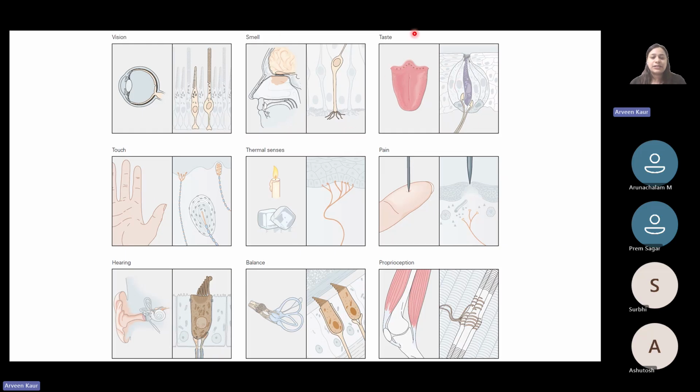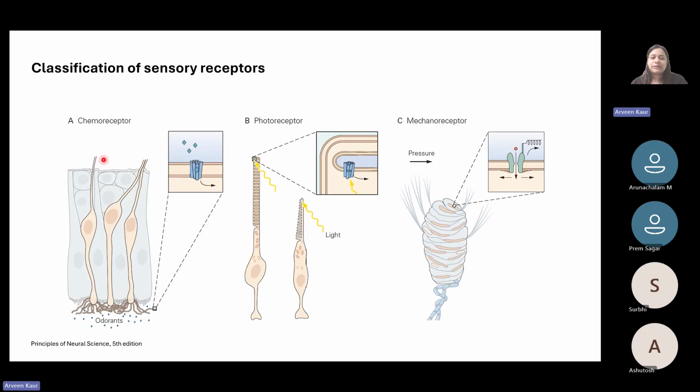Taste is just governed by this kind of a receptor. Similarly, touch, thermal senses, pain, hearing, balance, and proprioception. Each of these has a modality that is associated with it. Probably we'll go forward with this modality. I'll just classify the sensory receptors.